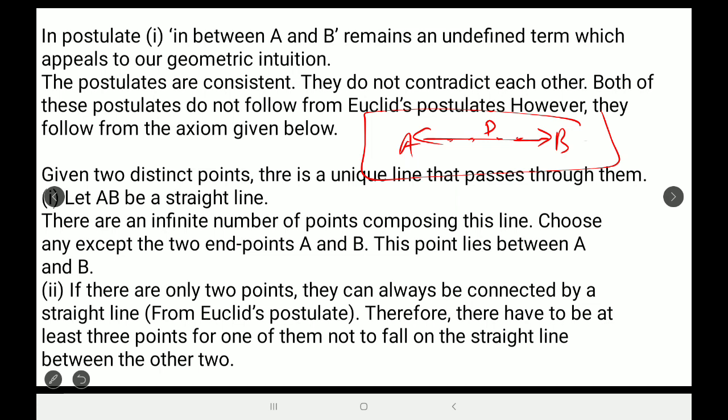Next, if there are only two distinct points, they can always be connected by a straight line. Yes, if you join two points, it will be a straight line. Therefore, there have to be at least 3 points for one of them not to fall on the straight line between the other two. Yes, if we draw one line AB and if we consider one more point outside the line, clear?